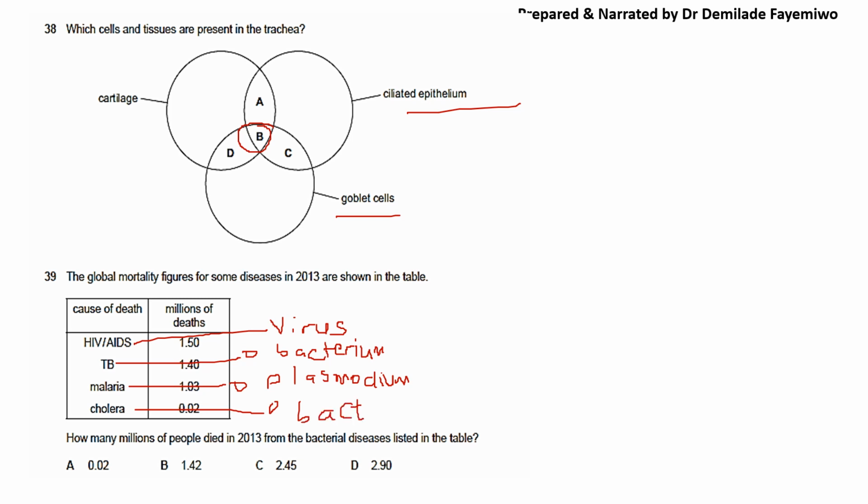I'm just going to write BACT over there. So all you have to do in this case is then add the value for TB and the value for cholera, and you will get a B there, or the answer should be B at least.